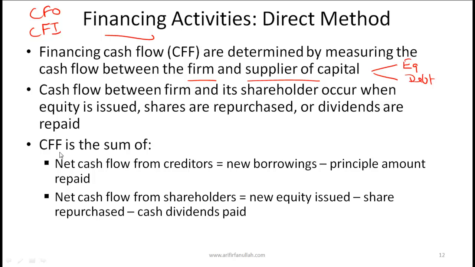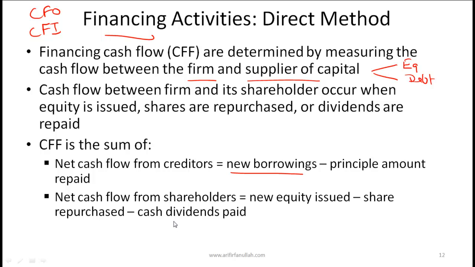So essentially, CFF is the sum of net cash flow from creditors. These are the people or organizations from whom the company is borrowing money. So the net cash flow is equal to any new borrowings minus any principal amount repaid. This is the net cash flow from creditors, and the net cash flow from shareholders is the new equity issued minus any shares repurchased. When shares are repurchased, this is a treasury stock operation where cash is paid out, minus cash dividends paid. So this is the cash paid out.